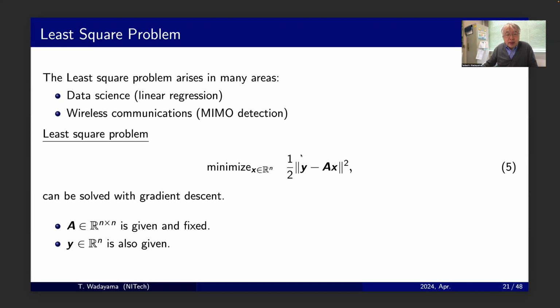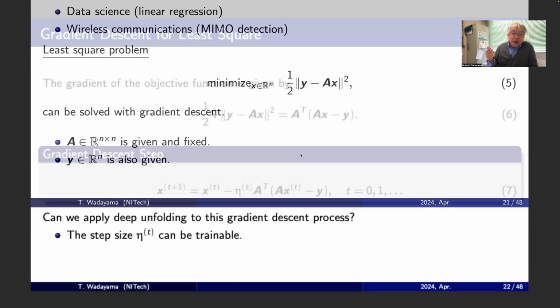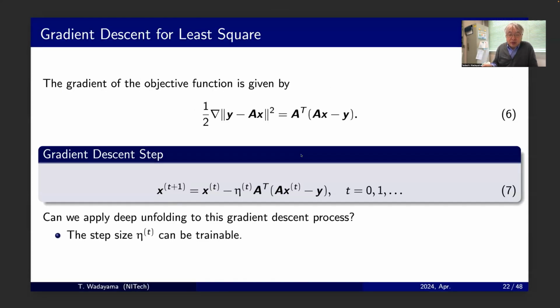Okay, let's derive the gradient descent step to solve the least squares problem. The gradient of the objective function is given by equation 6. You see, the gradient of the squared Euclidean distance between y and Ax is given by A transpose times (Ax minus y). This is a well-known fact. Therefore, we have the gradient descent step for the least square problem in equation 7. So you see, this is a state evolution equation for the gradient descent method.